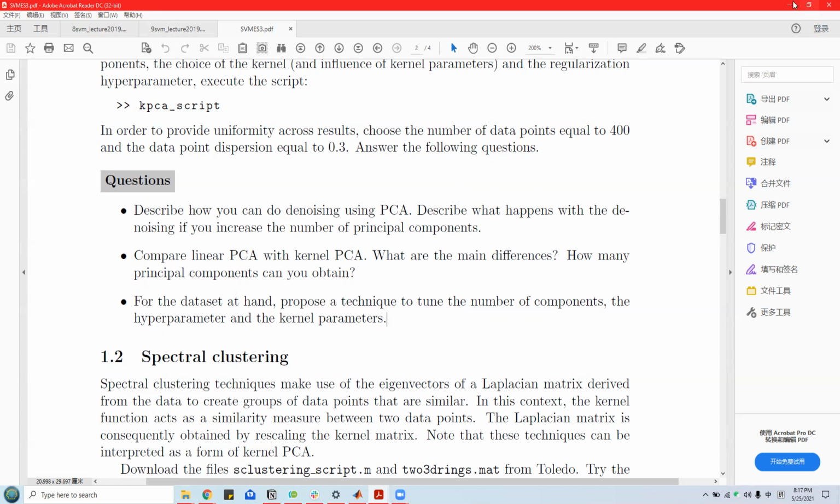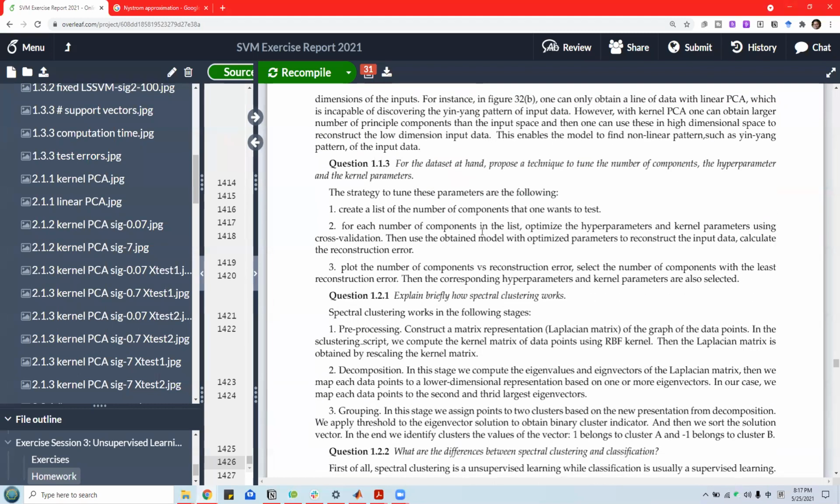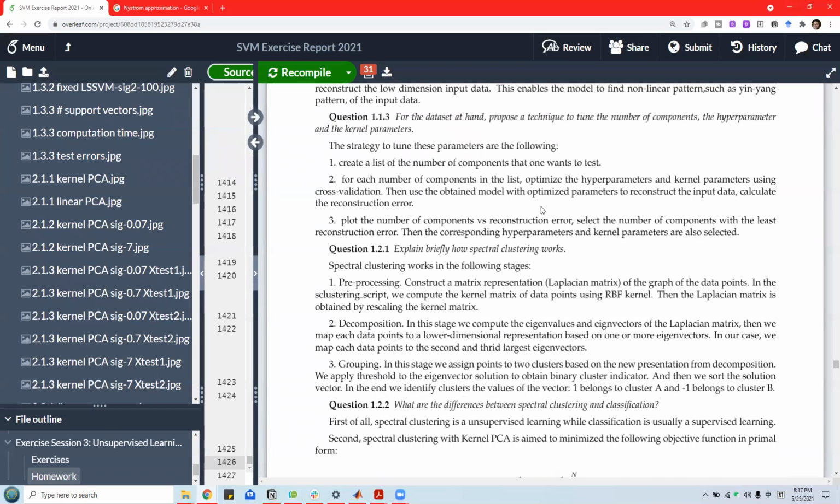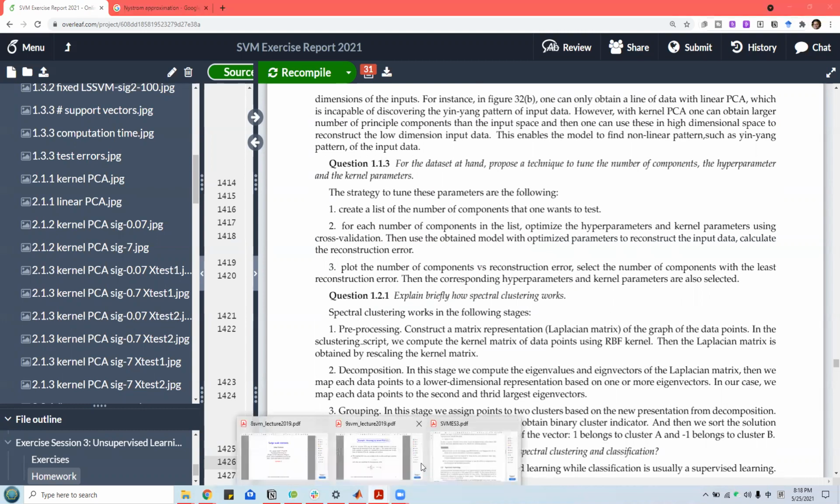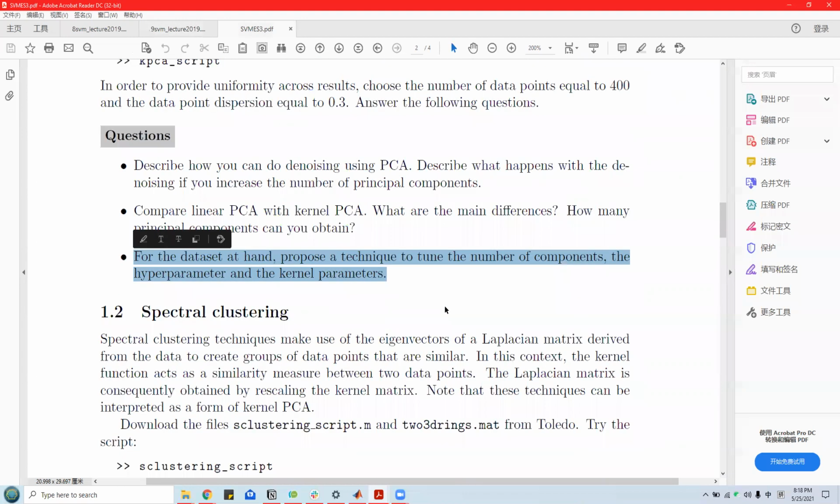So check what is that right. Yeah. So you first fix the number of the components, and then you try to optimize for each number of the components, and then you calculate the reconstruction error, and just use the one with the lowest reconstruction error. All right. So that's my idea. Any others want to comment on this, or do they have something different?